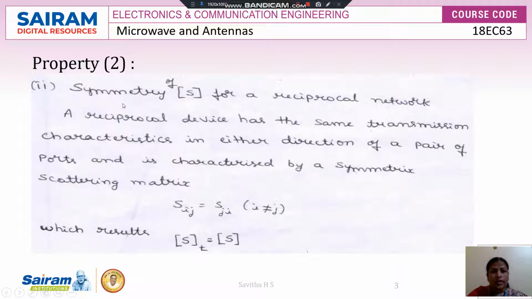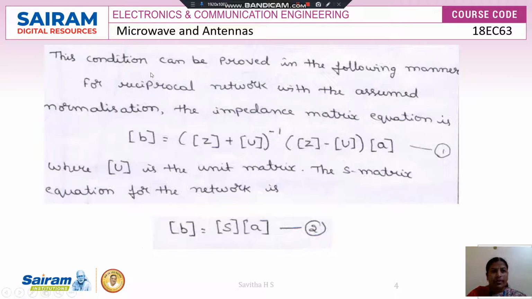Now property 2, that is symmetry of S for a reciprocal network. A reciprocal device has the same transmission characteristics in either direction of a pair of ports and is characterized by a symmetric scattering matrix. So I can write this as Sij equals Sji, where i is not equal to j, which results in S transpose is equal to S. This condition can be proved in the following manner.